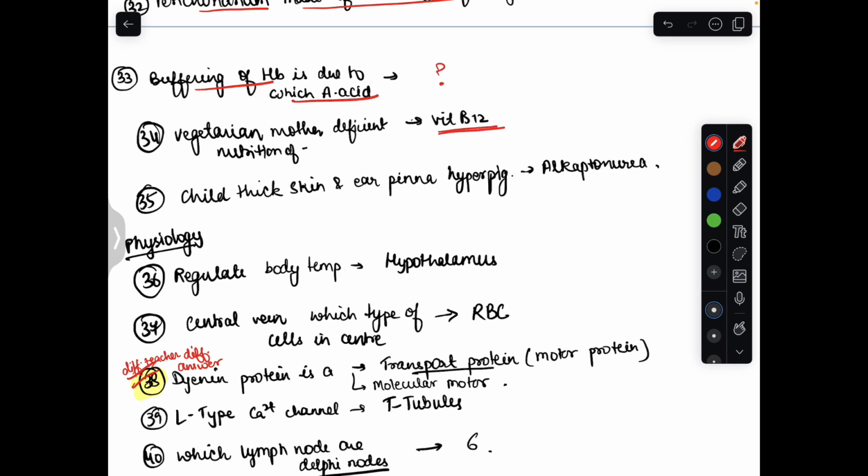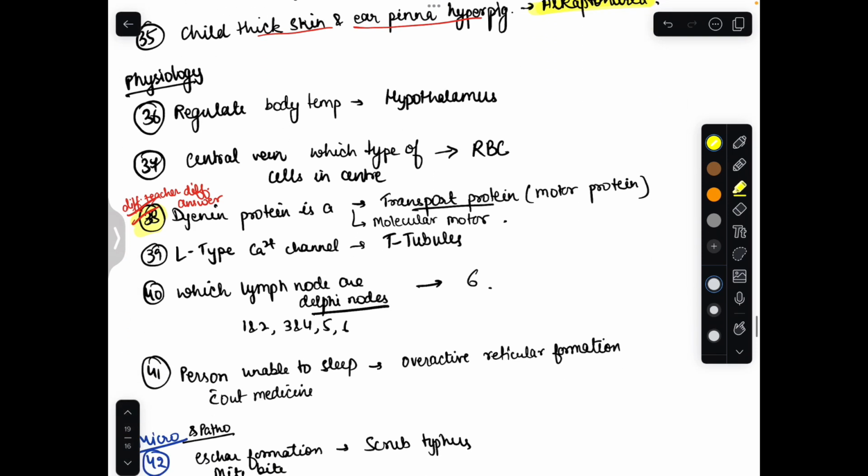For the 34th question, a vegetarian mother with nutritional deficiency is there. That is the answer of vitamin B12. And the same question was also there in which they asked about iron deficiency anemia. Okay, these two different questions will be there. A child with thick skin and ear hyperpigmentation is there. For this, the correct answer is alkaptonuria.